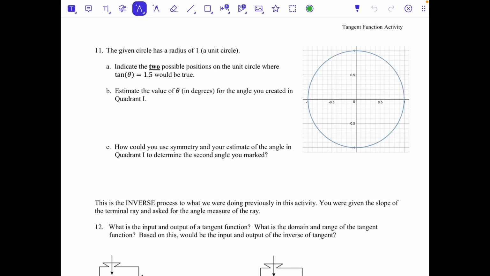The next two problems within this exploration are going to look at what if we knew the tangent value, can we work backwards to figure out the angle measure? We've done this already with sine and cosine, and so it's going to be slightly similar with tangent, and so we're going to think through a few problems and then talk about the resulting function.